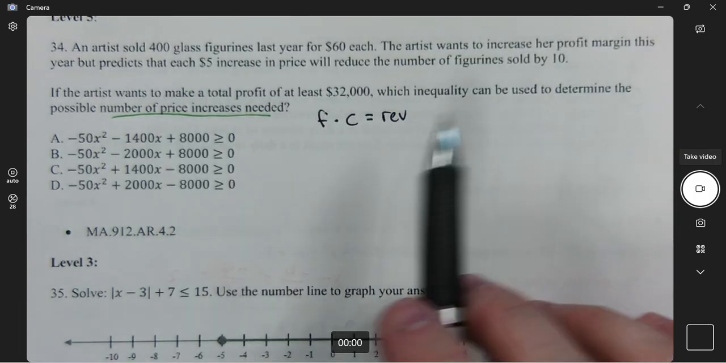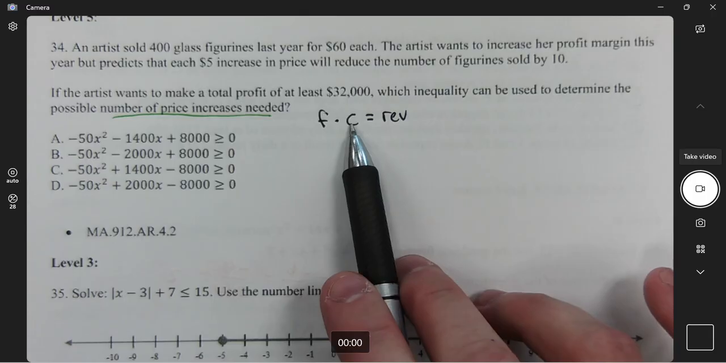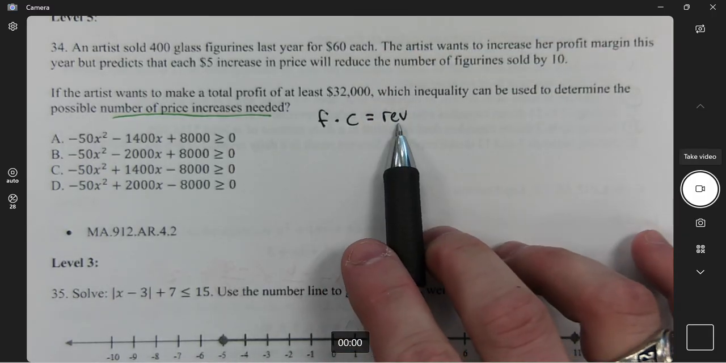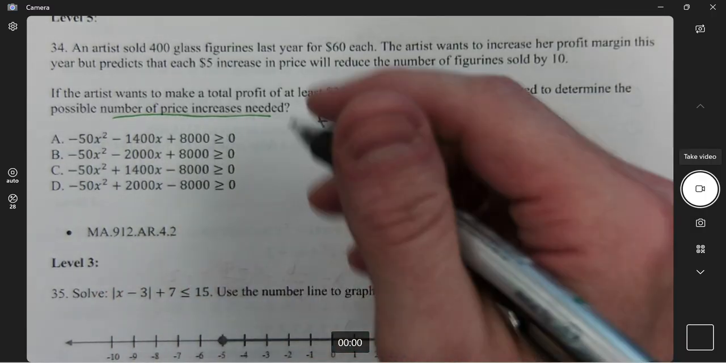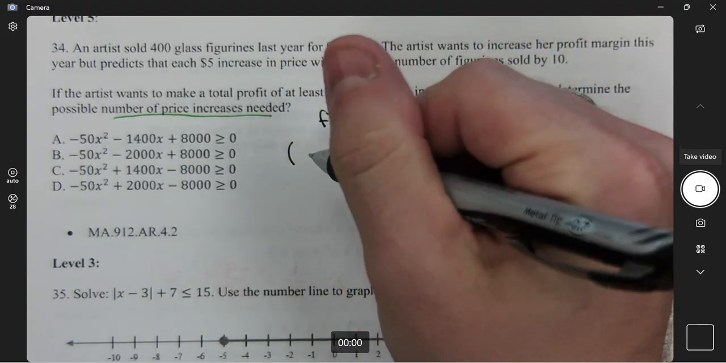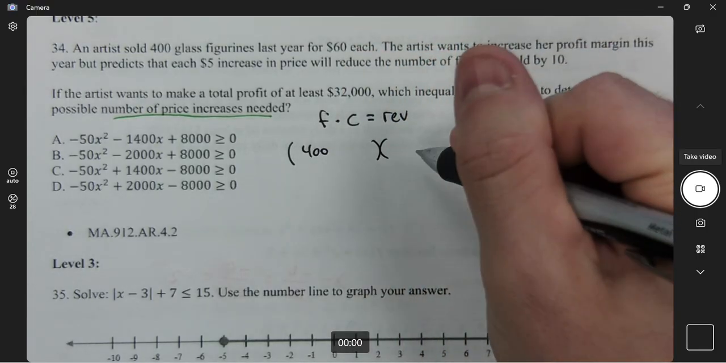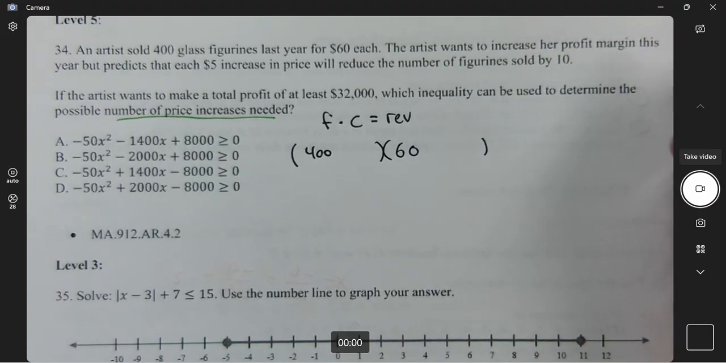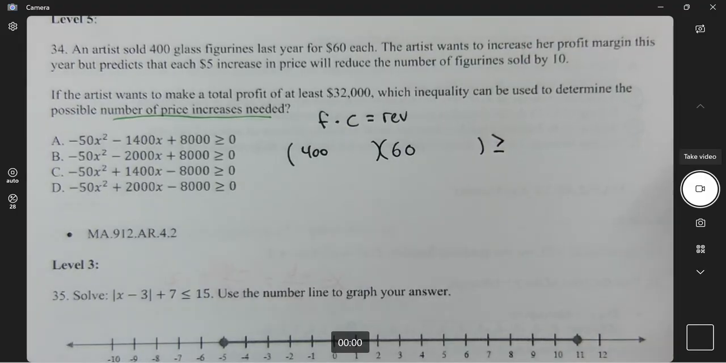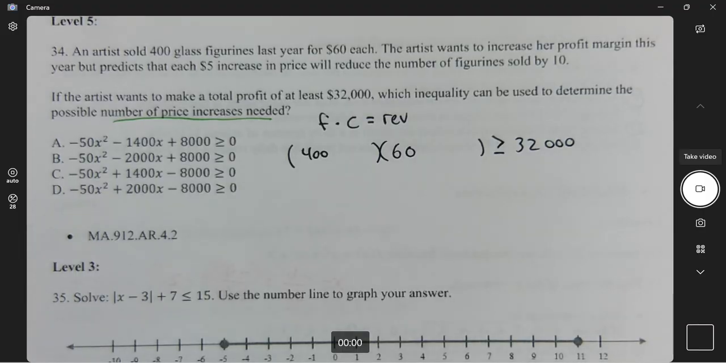We know originally figurines was 400. Originally their cost was 60. Our revenue is going to be affected by the number of price increases. So figurines was 400. Cost of figurines was 60. We know we want our revenue to be at least, so greater than or equal to 32,000. There we go. So it's a number of price increases.